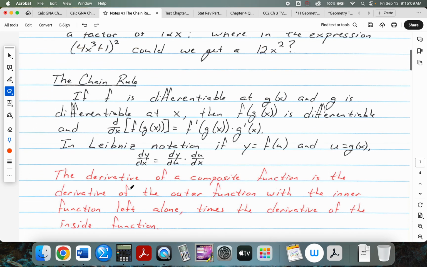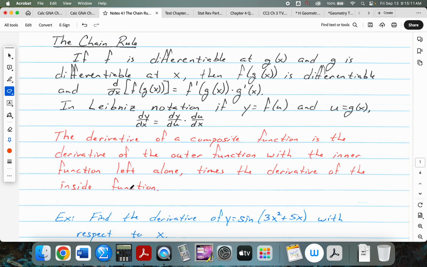So, here's what it actually says. If f is differentiable at g of x, and g is differentiable at x, then f of g of x is differentiable, and the derivative with respect to x of f of g of x is f prime of g of x. Notice: derivative of the outside, leave the inside part alone, times g prime of x.